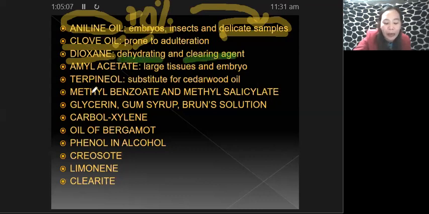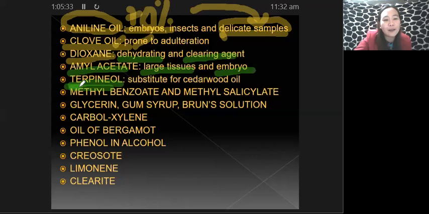Okay? So another, we also have amyl acetate. Your amyl acetate is utilized for large tissues and your embryo. Your terpineol, otherwise referred to as your oil of lilac. Okay? So terpineol, lilac. Bahala ka kung anong gusto mo. For me, I'm more comfortable with lilac.